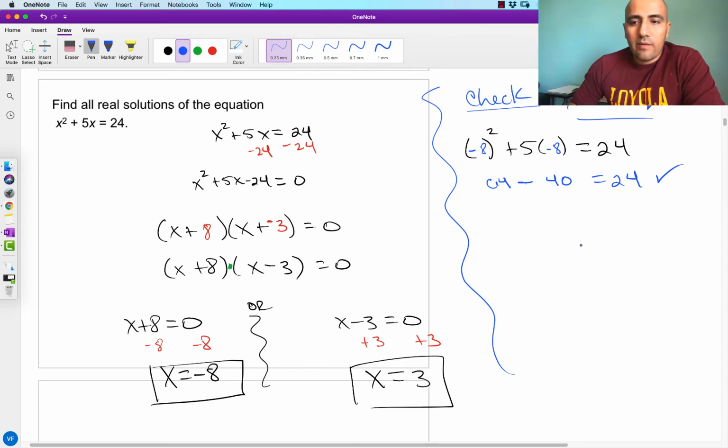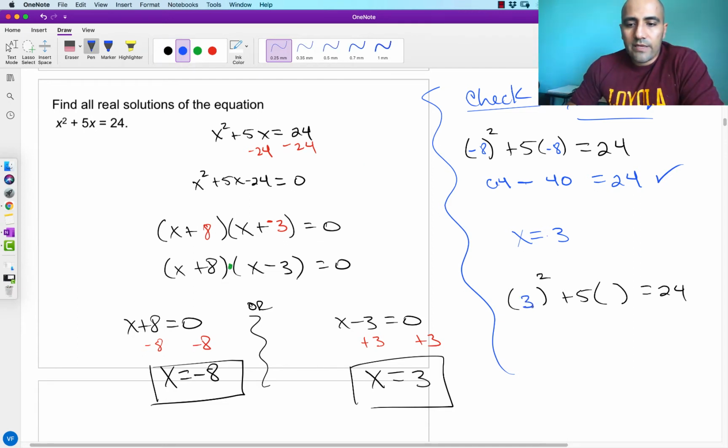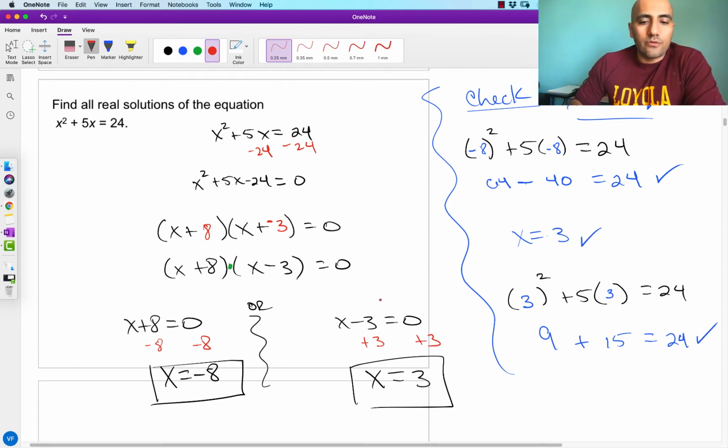So let's check the other one. How about x equals positive 3? Let's check that one. So we have blank squared plus 5 times blank equals 24. And we're going to check if, in fact, replacing the x value with a 3 is going to give us a true statement. And so we get 3 squared, which is equal to 9, plus 15. And yep, that does, in fact, give you 24. So both of them are true. Good. So we have two valid answers for our quadratic.